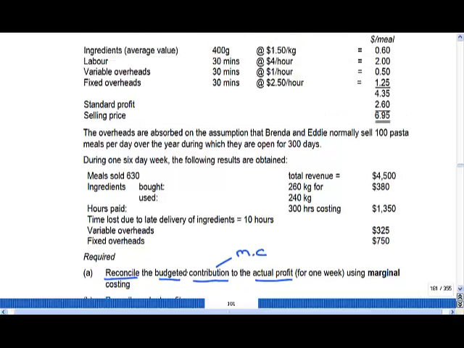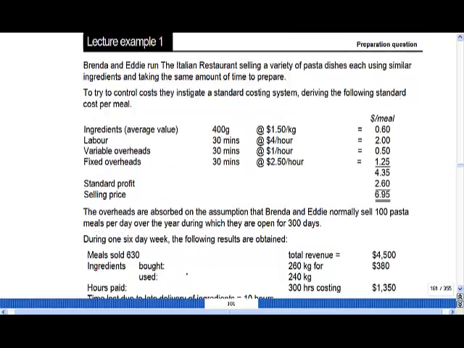So let's have a look at the scenario. We've got Brenda and Eddie running an Italian restaurant which sells pasta dishes. Each use similar ingredients and take the same amount of time to prepare. So you've got a standard costing system. You've got there the cost card for each of your meals, the selling price and the profit on each meal. We're then told about our overheads. They are absorbed on the assumption that we normally sell 100 pasta meals per day over the year. We're open for 300 days in a year and we have a 6-day week.